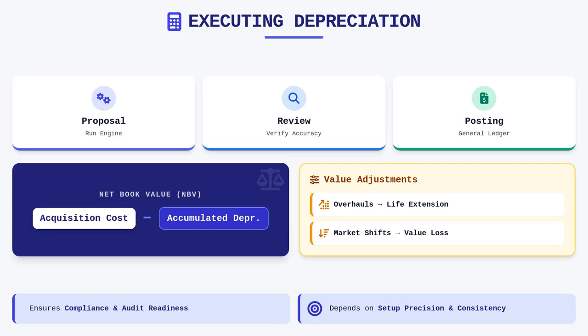As you track these values over time, remember that the reliability of your reporting depends entirely on the precision of the initial setup and the consistency of your recurring periodic processes.